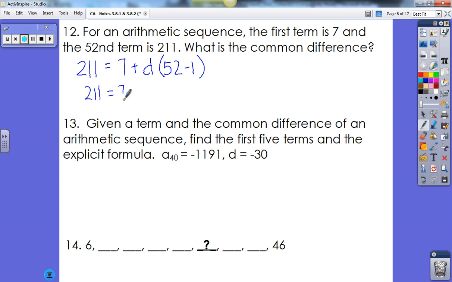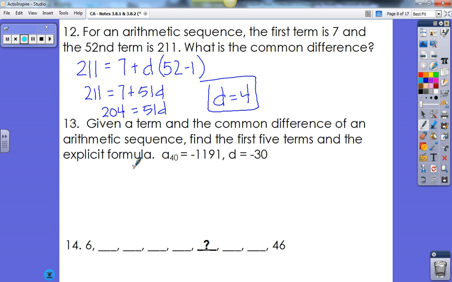Simplifying this, 52 minus 1 is 51, so 51d. Subtract 7 from both sides, and I end up with 204 equals 51d. And 204 divided by 51 is going to be 4. So the common difference in that sequence that we're talking about would be 4.